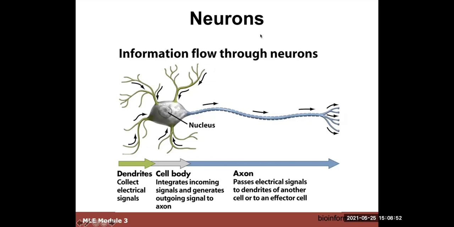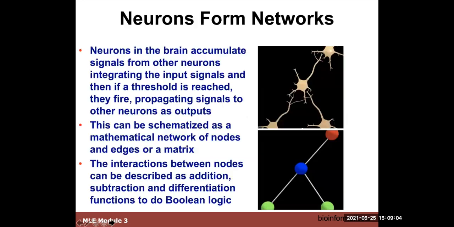So this idea of having a node, which is the cell, and then edges or links, which are either axons or dendrites, is something obviously that we know about from neurochemistry. So this accumulation of signals coming from other neurons to a central neuron is essentially integration of signals. If those signals reach a threshold, then the neuron will fire and send other signals to related or nearby neurons.